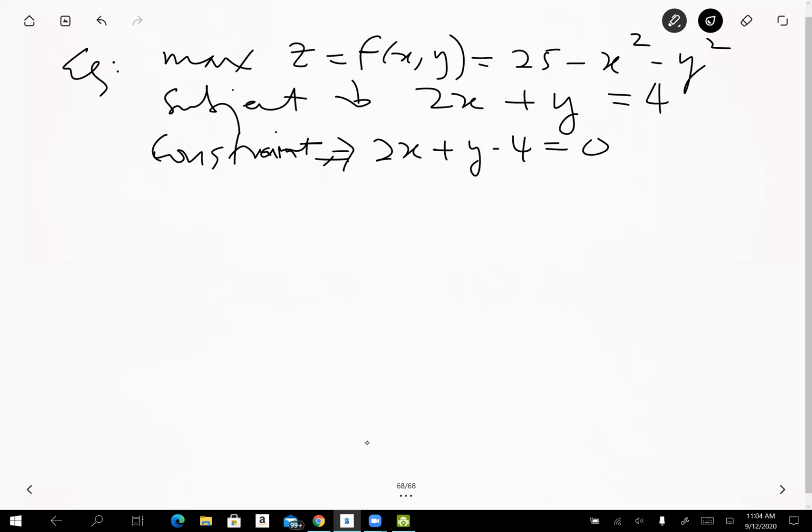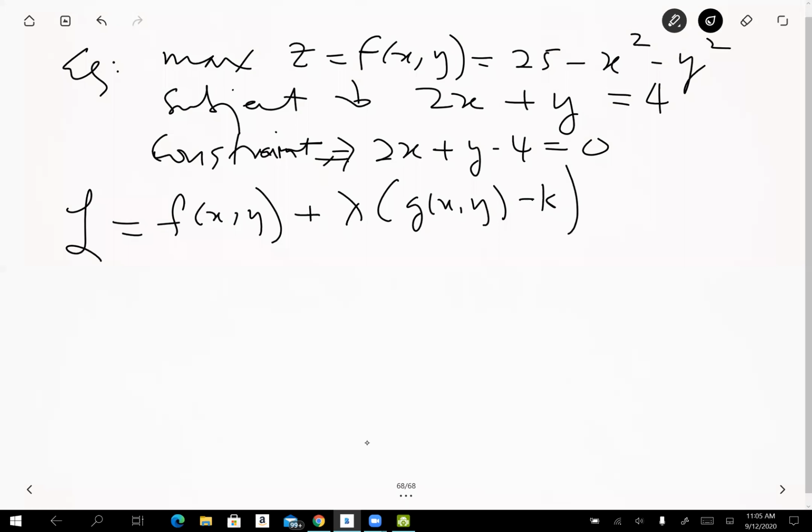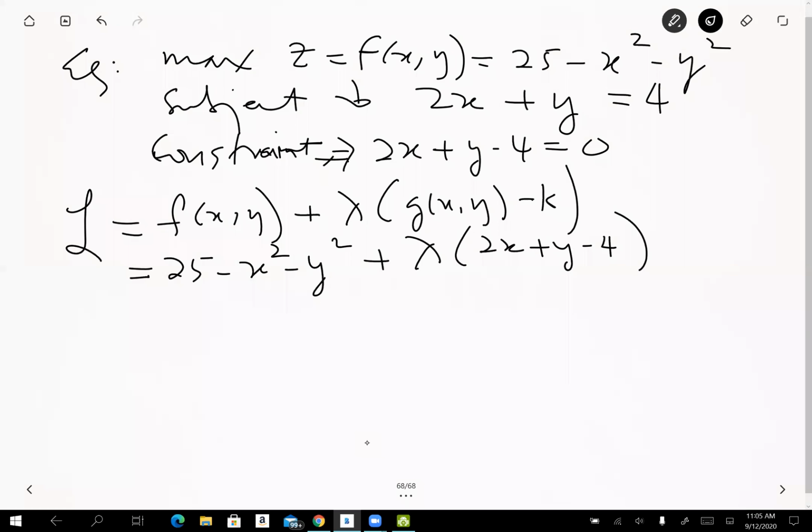So given the problem, you get the L function, which is f of xy plus lambda multiplied by g of xy minus k. That's the general form. Put in the specific functions that we are given here. So that will be 25 minus x squared minus y squared plus lambda multiplied by 2x plus y minus 4. So that is our Lagrangian function.